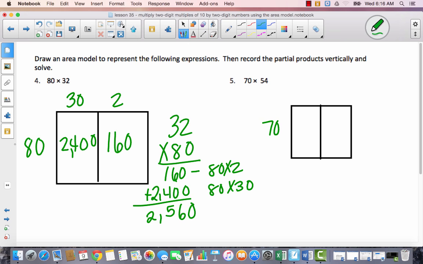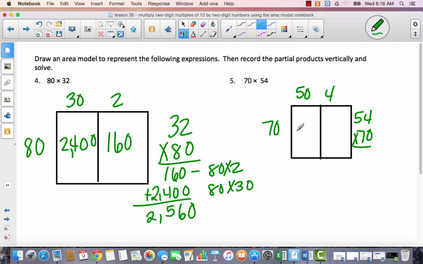Here's my multiple of 10, and then I've got 54. Oh, I better move this over a little bit. I won't have room to label. All right, so I've got 54 times 70. I put that way over here so that I could have room over here to label the partial products.